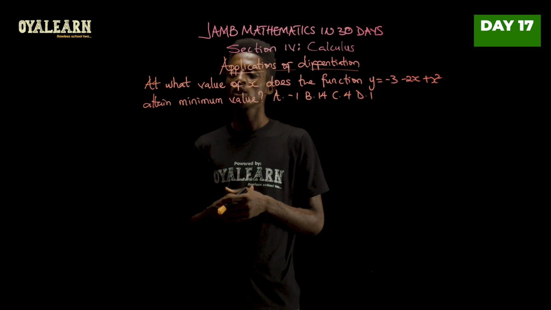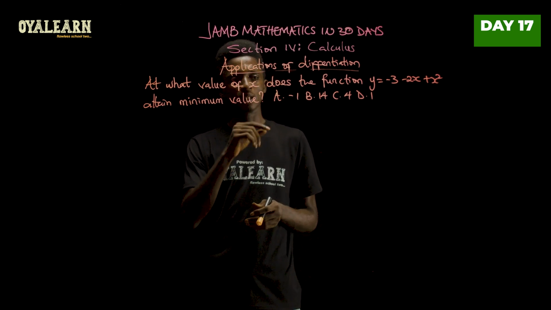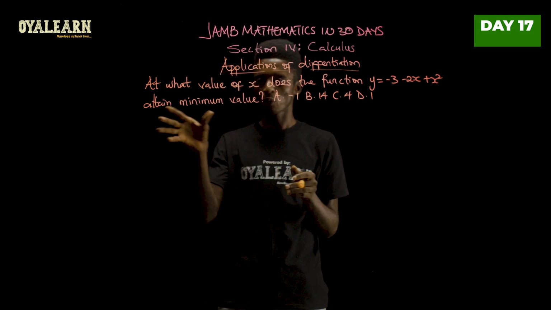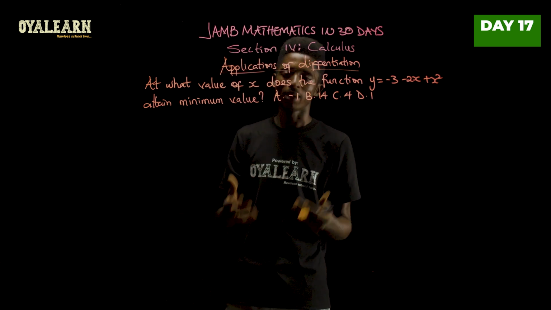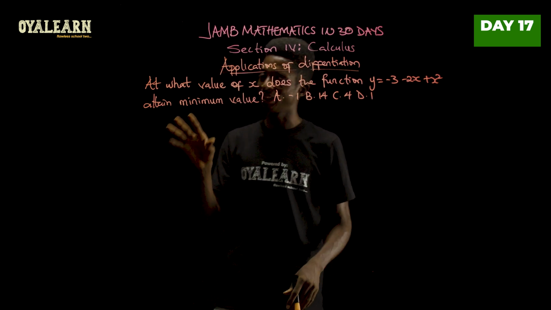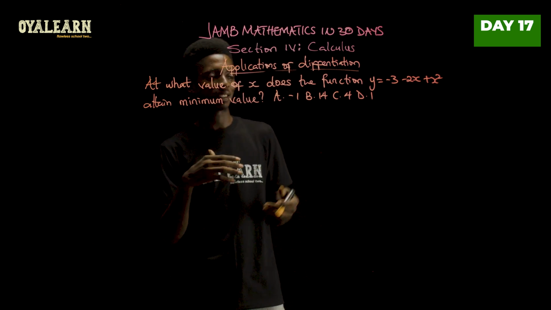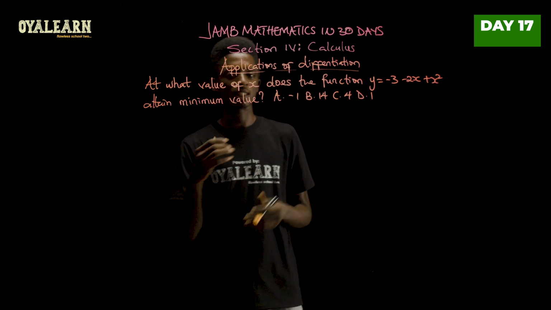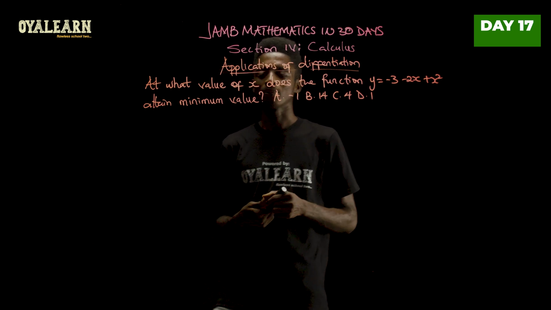In this question, we see that we are asked to find the value of x from this function where it will attain minimum value. That is, at what value of x does the function y equals minus 3 minus 2x plus x squared attain minimum value? And to do this, yes, we have to first find the derivative of y with respect to x, and then we equate that to 0, and then find the value of x, and that will be our answer.